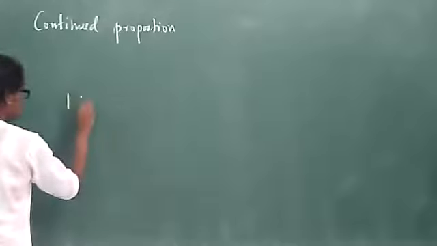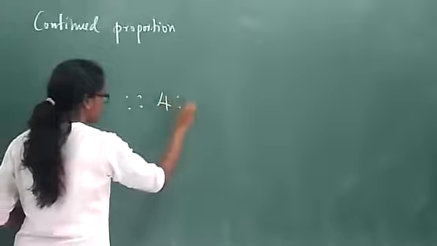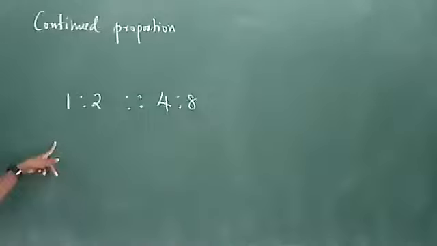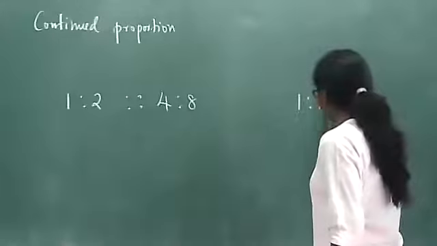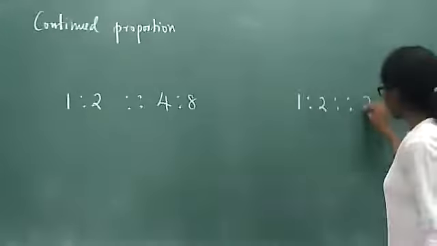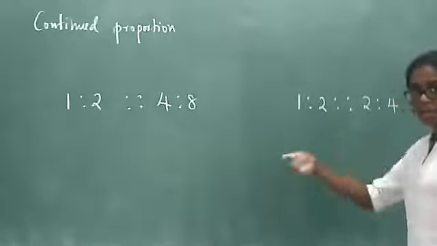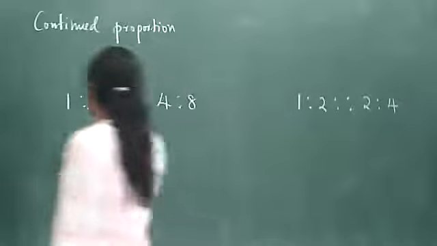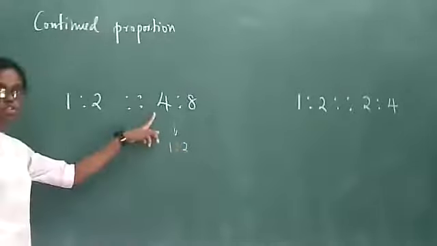Proportions. 1:2 is to 4:8. This is one proportion. Another proportion is this: 1:2 is proportional to 2:4. If you see the ratio involved in both the proportions, here also it is 1:2, here also it is 1:2. The simple form of 4:8 is 1:2.